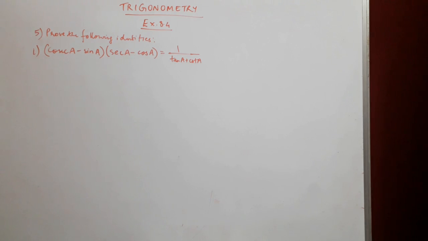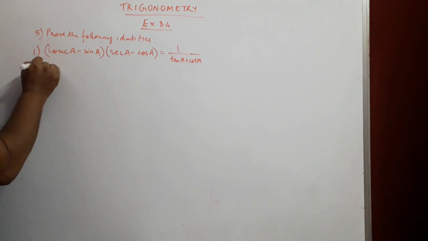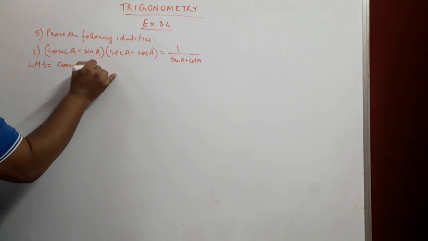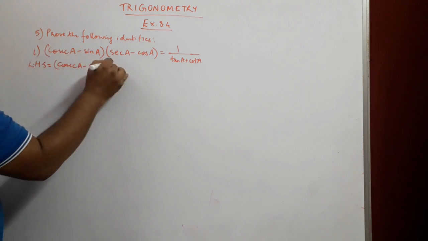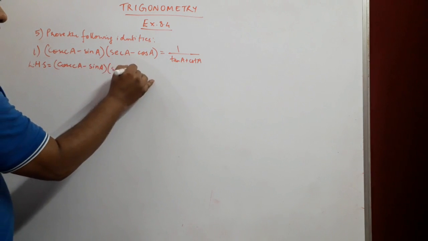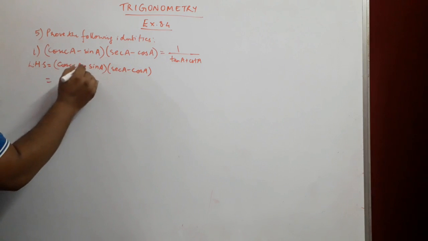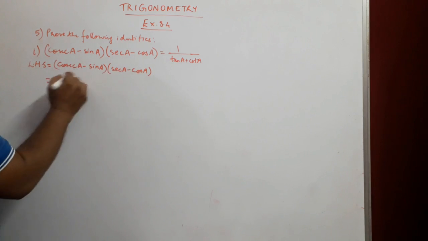Our next problem is (cosec a minus sin a) into (sec a minus cos a) needs to be proved equal to 1 upon tan a plus cot a. Let's begin with the left hand side. Left hand side equal to (cosec a minus sin a) whole thing into (sec a minus cos a). I'll convert this cosec a into sin a and sec a into cos a first.